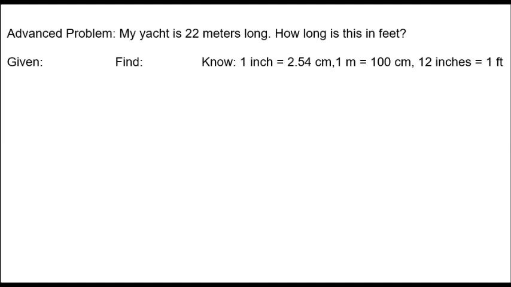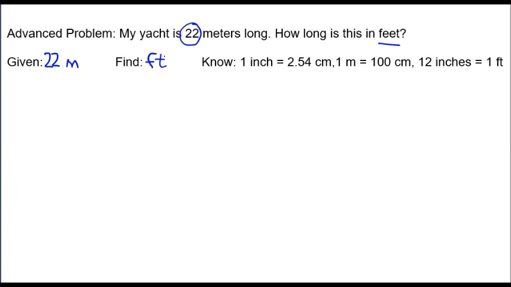One last problem. My yacht is 22 meters long. How long is this in feet? All right, so let's take a look at the problem. We're starting off with 22 meters. And that's going to be our given. So we always write down our given to start with, so we're focused. And we're looking for how many feet that's going to be. And the abbreviation for feet is FT.